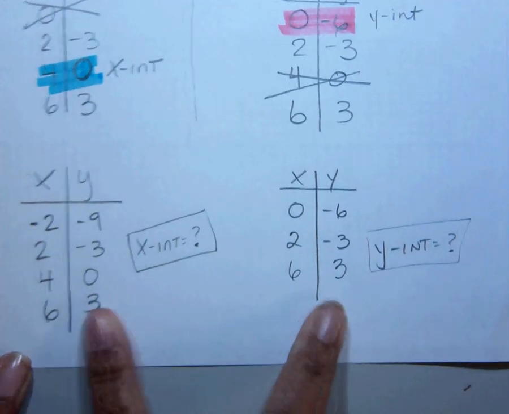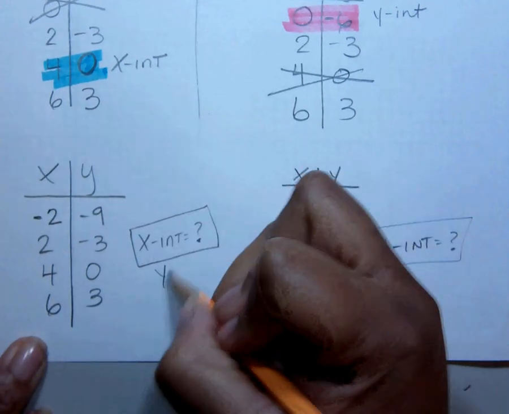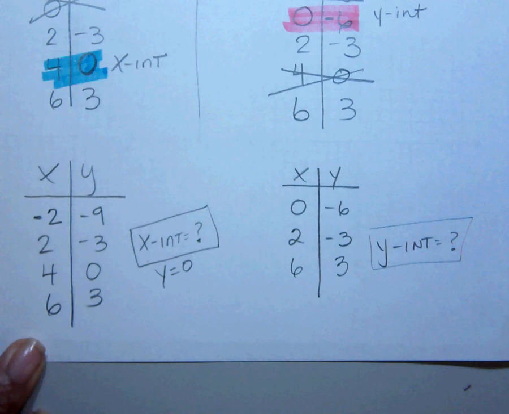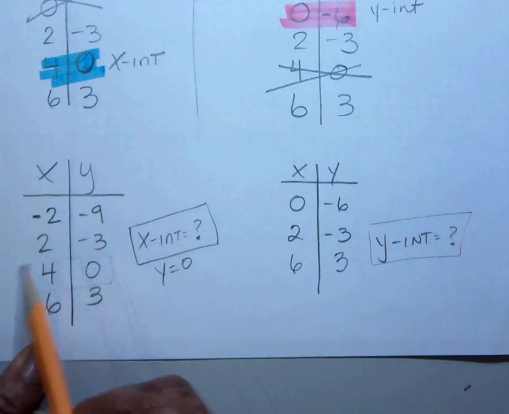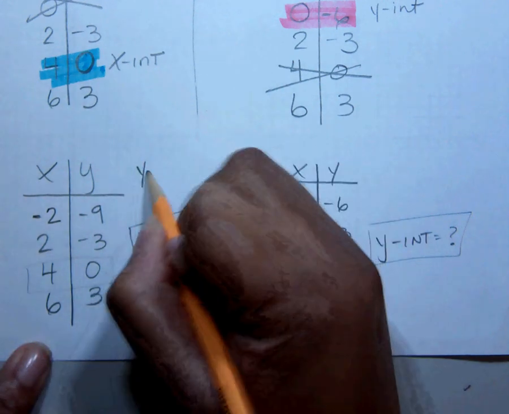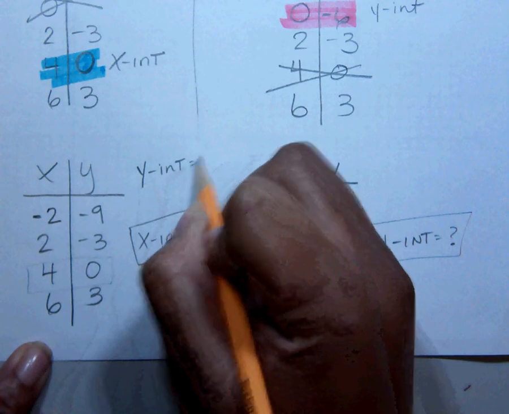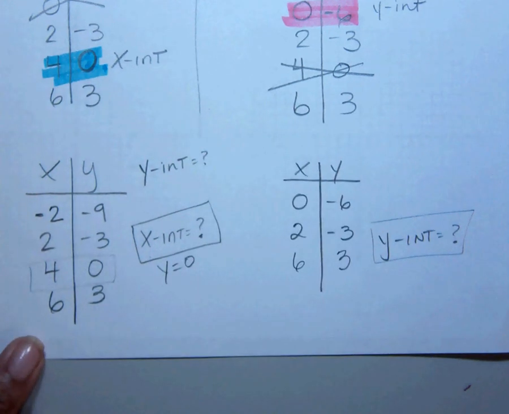Now, I also wanted to talk about where is the X-intercept, where is the Y-intercept, looking at these two tables. So let's look at this one. The X-intercept is when Y is 0, right? So when is Y 0? Right here. So that would be my X-intercept. Let's look at this same problem and find the Y-intercept. Do you see the Y-intercept?